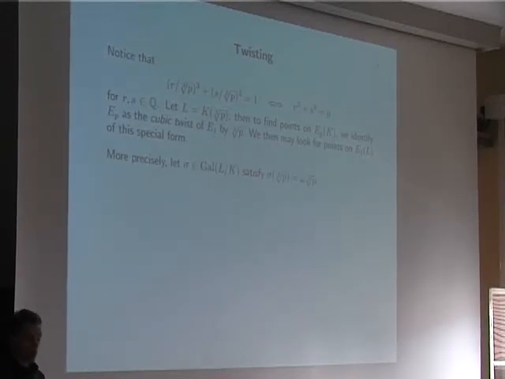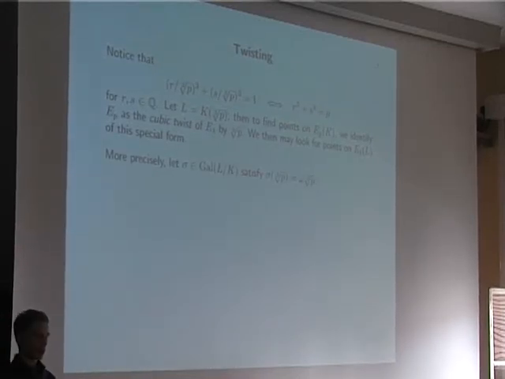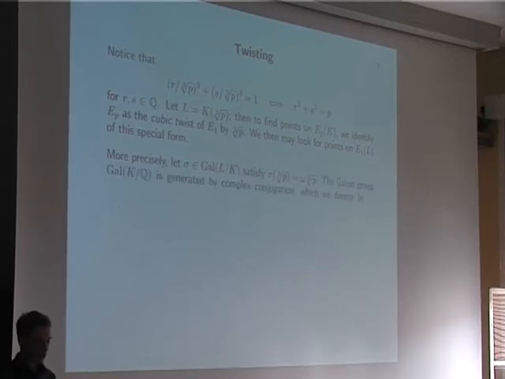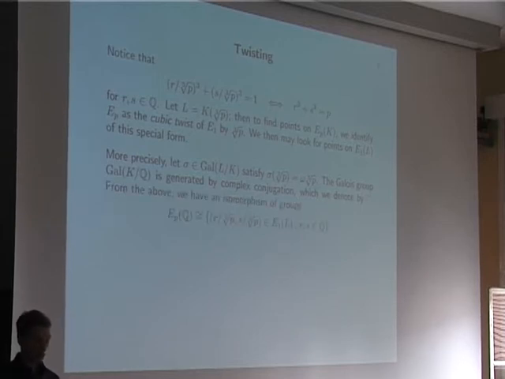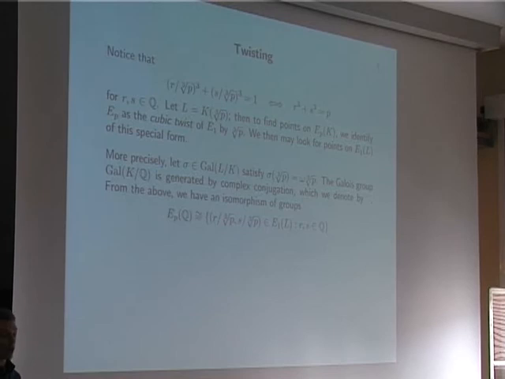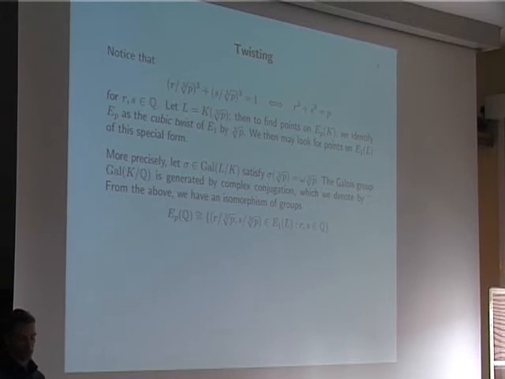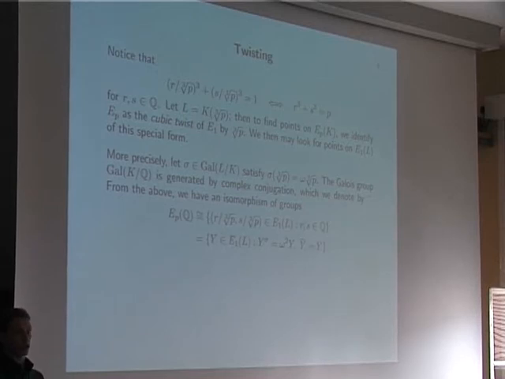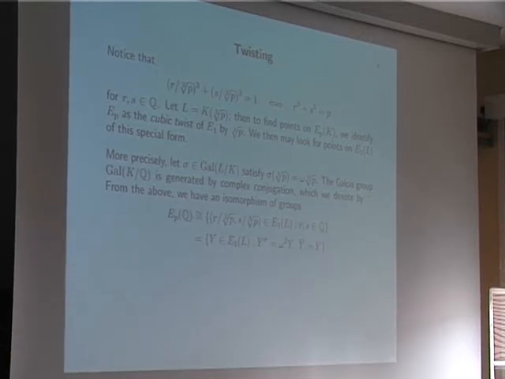Okay, so to be much more precise, let sigma in the Galois group of L over K just multiply the cube root of p by omega. Okay, so the Galois group of K over Q is generated by complex conjugation, which I'm going to denote bar. So what this means is what I've written down up above says that the group E_p of Q is exactly the same as the set of points r over cube root of p, s over cube root of p. And we can phrase that in terms of the action of the Galois group by saying we want to look at points y in E_1 of L such that when you act by sigma, well, what will that do to the cube root of p?